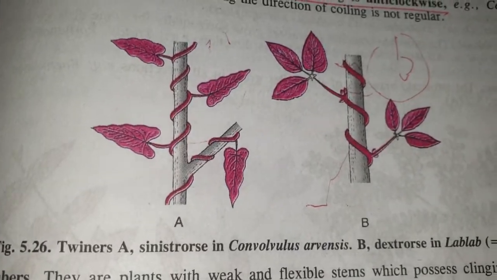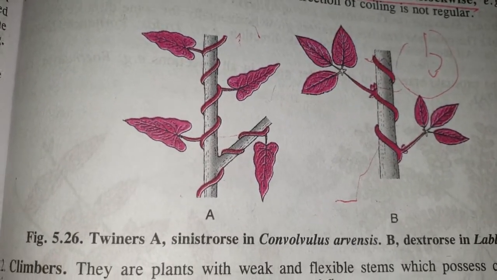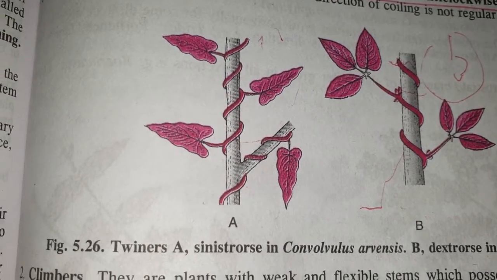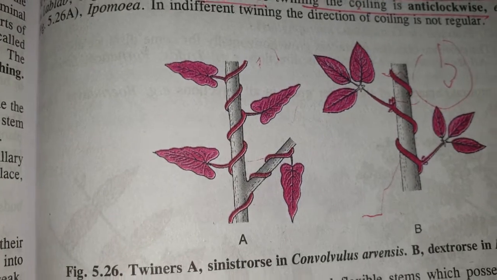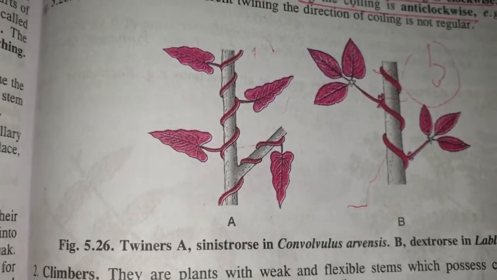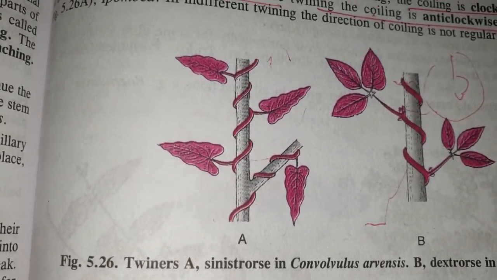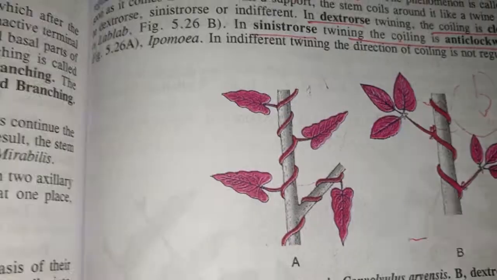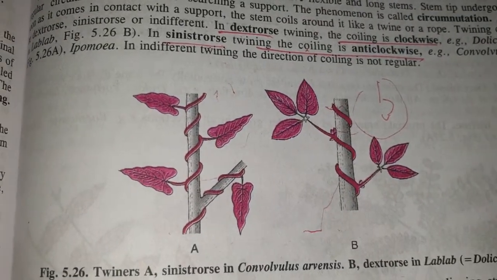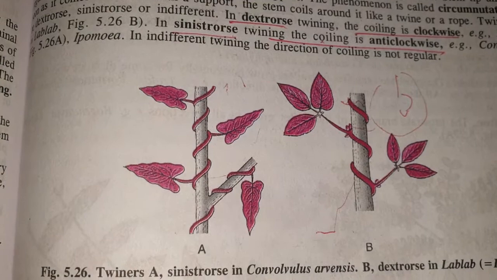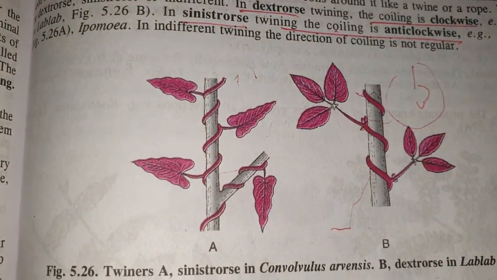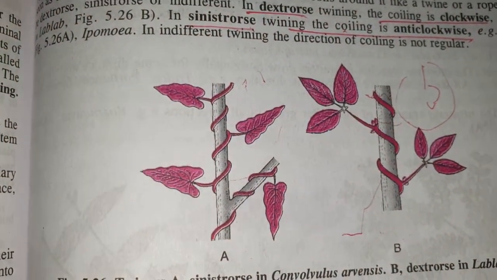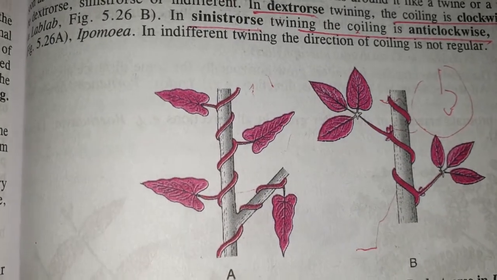Then next we come to the climbers. Climbers are like the twiners, they also grow with the help of a particular support, but the thing is that they require some clasping organs. That means here clinging roots are present. These clinging roots will help them to grasp the particular support and continue their growth. Next we come to the subaerial weak stems.